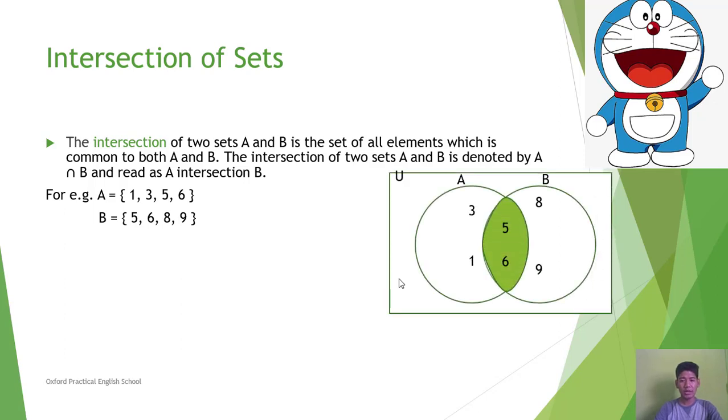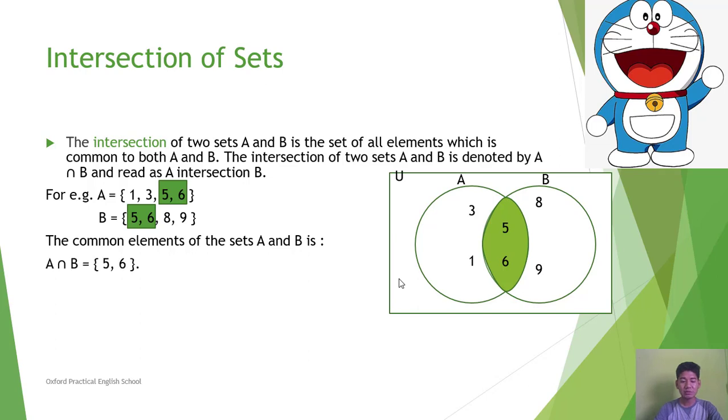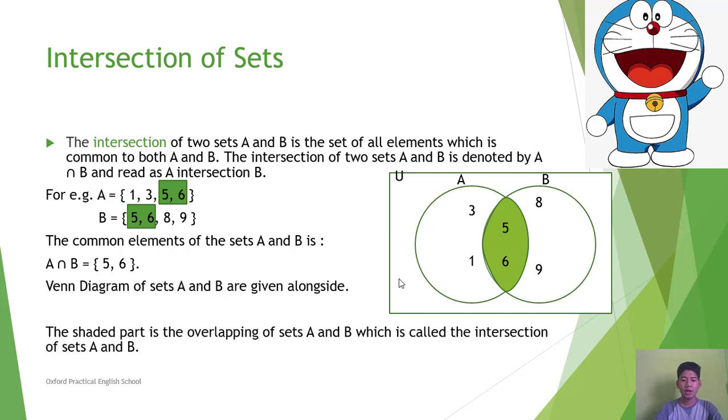So this is how it is represented in a Venn diagram. The reason why set A and set B are joined, overlapped with each other, is because they share elements in common. And the common elements are 5 and 6. So A intersection B is 5 and 6, because intersection represents common elements. The shaded part is the overlapping of sets A and B, which is the intersection of set A and B.